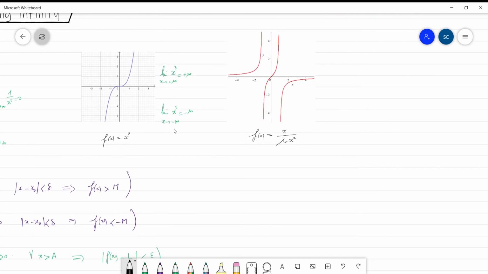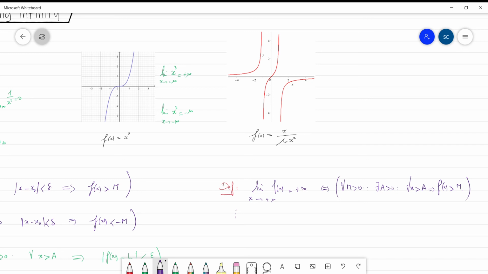So for this other behavior, it is the following. We want the limit of f(x) as x goes to plus infinity to equal plus infinity. So again, I will give myself any M positive. I need to find an A positive such that for any x greater than this A, my f(x) remains greater than M. And so on. You can express the different situations.